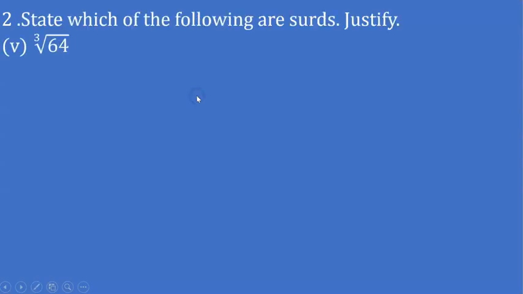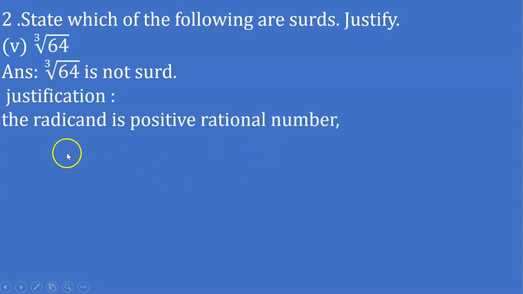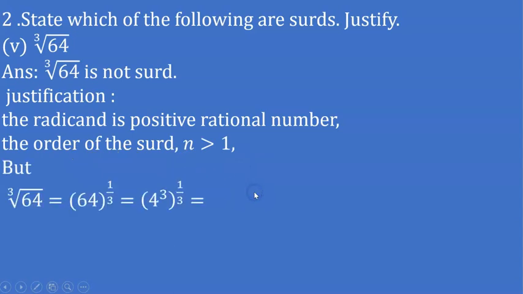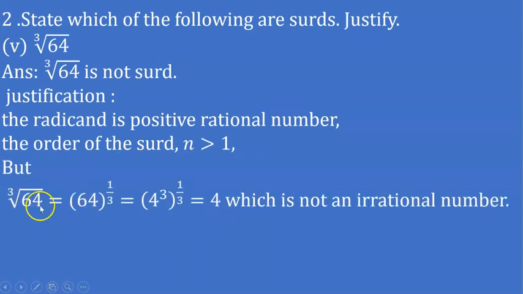Next example, cube root of 64. Cube root of 64 is not a surd. Again, justification: the radicand is a positive rational number. The order of the surd, n, is greater than 1. But cube root of 64 is equal to 64 raised to 1 by 3. 64 means what? 4 raised to 3.